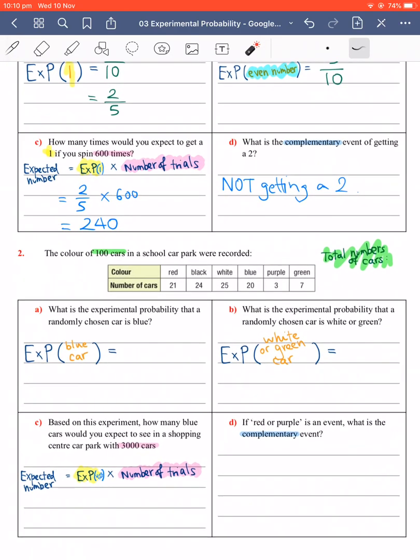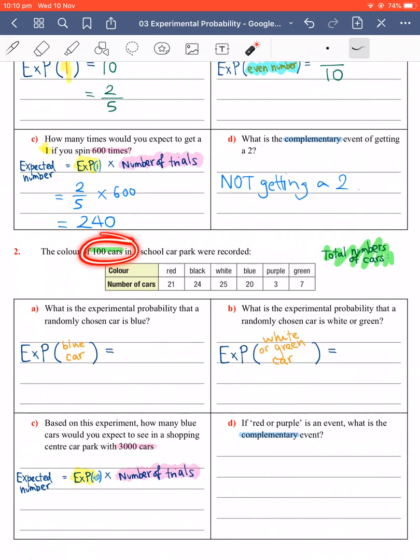Next one, now we've done a survey. We've got the color of 100 cars, so our total number of cars is 100. Again, keep track of how many you have in total. Makes your life a lot easier. And we have a whole lot of colors here. We've got red, black, white, blue, purple, and green. And we are figuring out some things based on that.